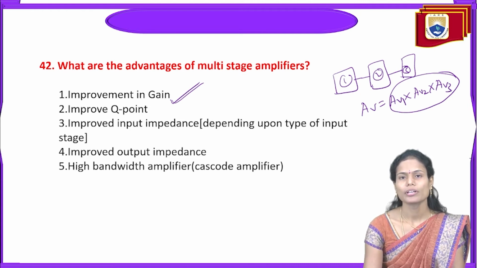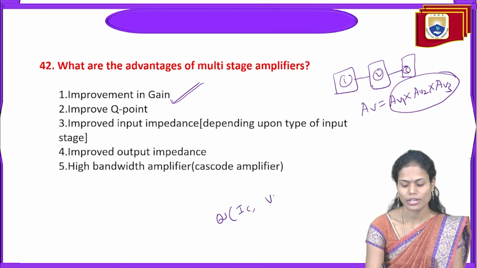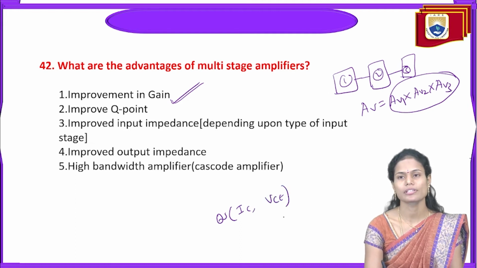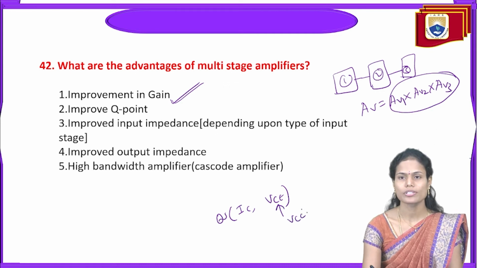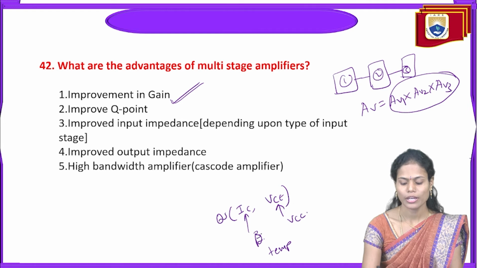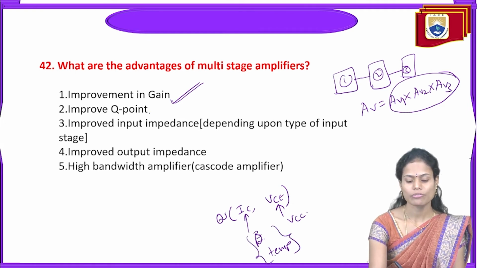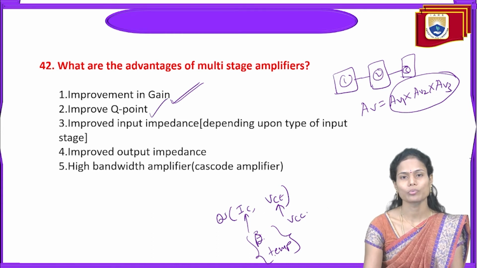And improved quiescent point or operating point. So the operating point is improving means there is no variation in the operating point. That is the value of IC as well as VC. The variation is less here. Anyway, VC is nothing but the supply voltage VCC, so it is constant only. But the value of IC may vary due to the beta value as well as the temperature value. But these variations are less in the case of multi-stage amplifier. So that's why there is an improvement in the Q point.